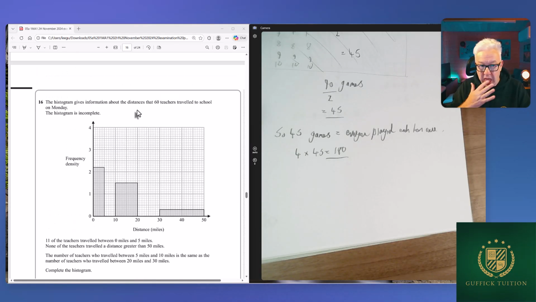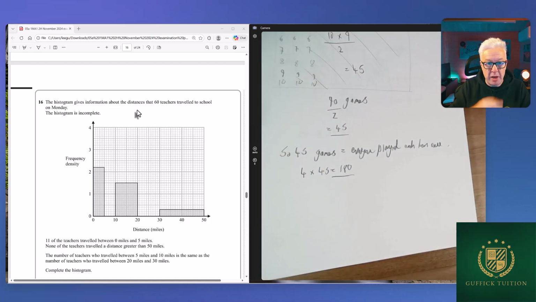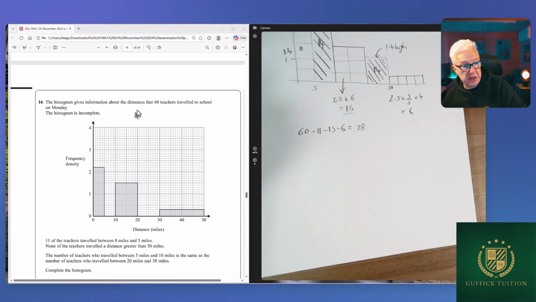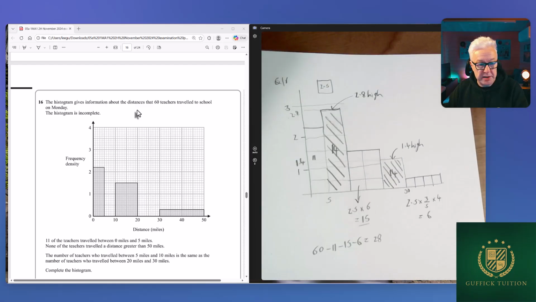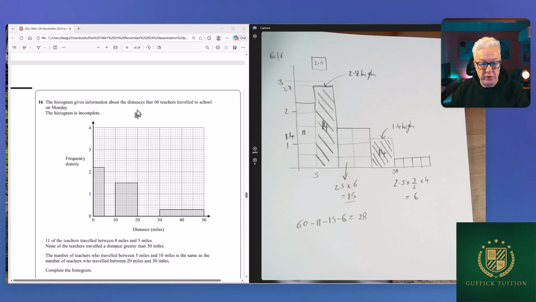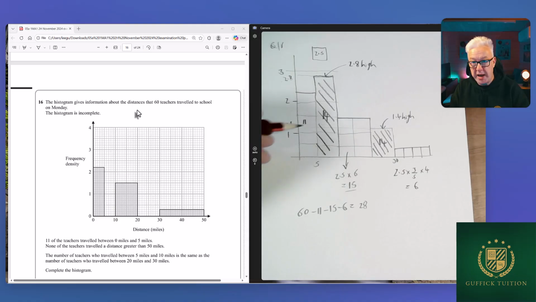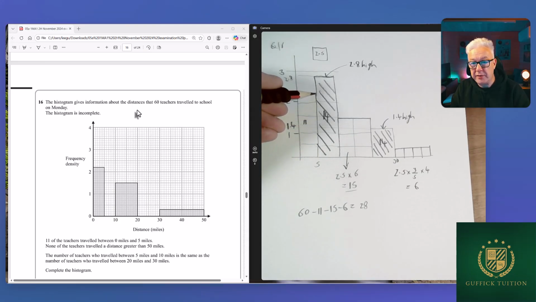Question 16. The histogram gives information about the distances that 60 teachers travelled to school on Monday. The histogram is incomplete. 11 of the teachers travelled between 0 and 5 miles. None of the teachers travelled more than 50 miles. The number of teachers who travel between 5 and 10 miles is the same as the number of teachers who travel between 20 and 30 miles. Complete the histogram.